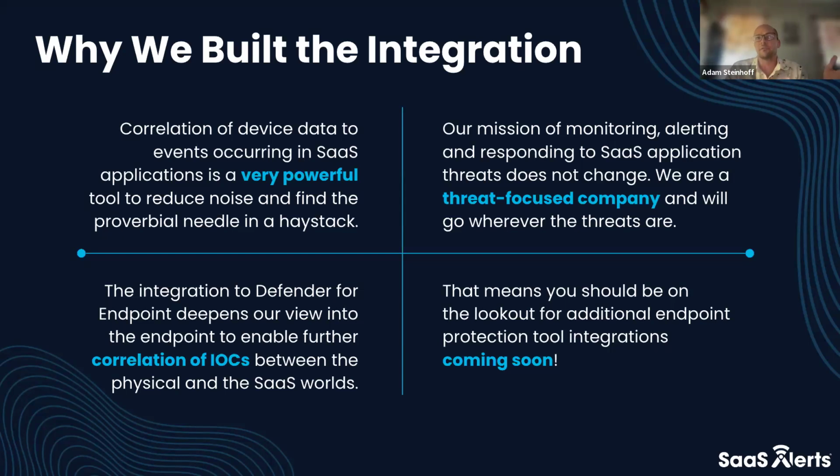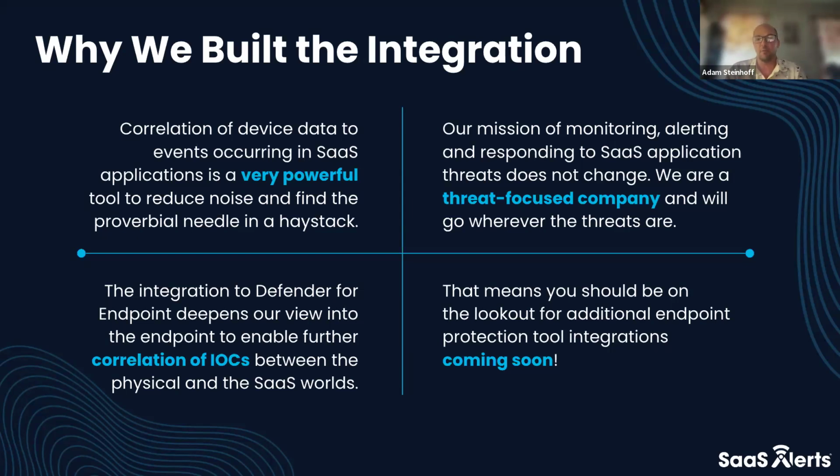And with this move for the integration into our first real endpoint beyond the RMM world, this is really going to allow us to further do the IOC correlation, the indicators of compromise. The linkage of the physical and the SaaS world is going to help us with that. And our mission isn't changing. A lot of people, as I've talked and showed the alpha version of this and iterated through it, they're like, wait, I thought you were a SaaS company.